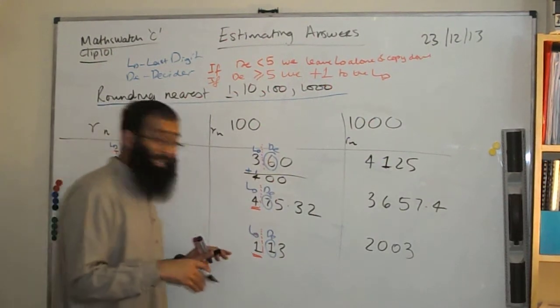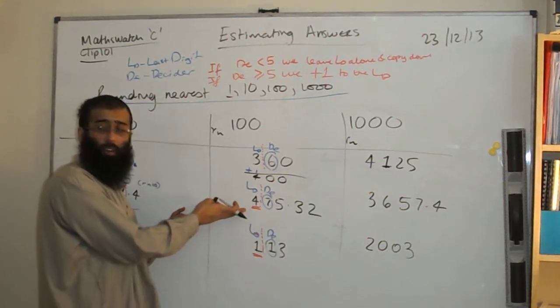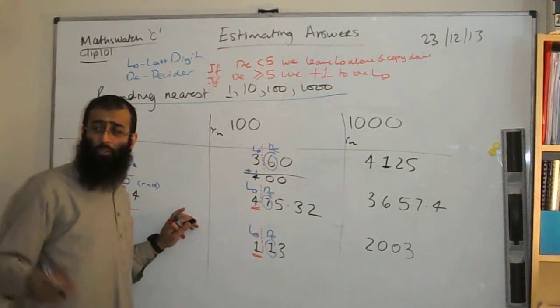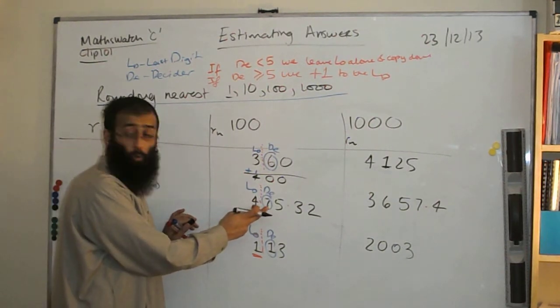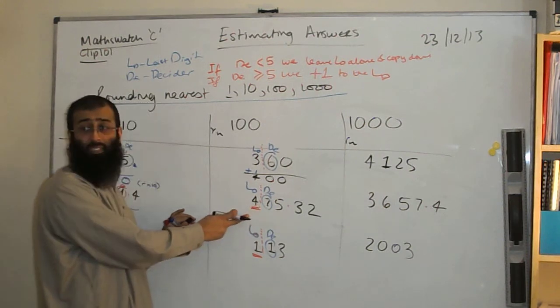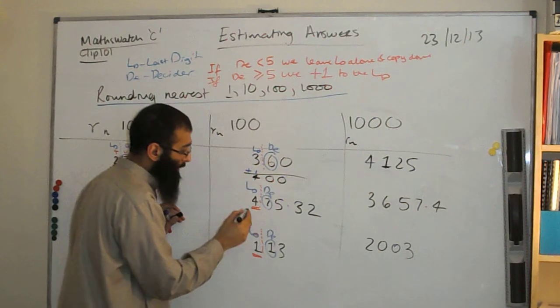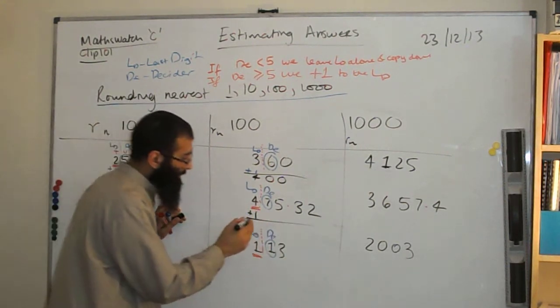400. Excellent. Okay, next one, Mr. Hassan. We have 475.32. We identified this as going to be our last digit. That's the decider. What's the decider telling you to do? The decider's telling you that it's 5 or more. So what do we do to the last digit then? You add 1. If the decider is more than or equal to 5, you add 1. So 4 add 1 is 5.